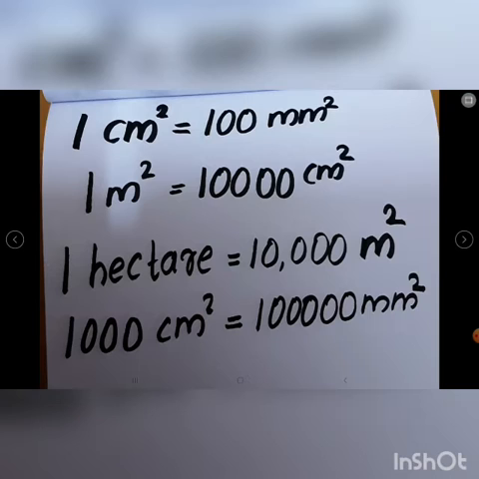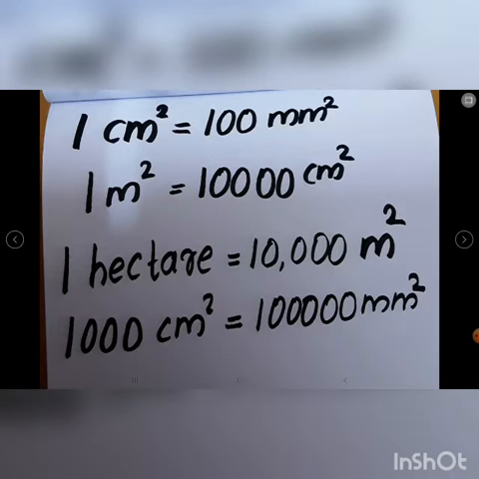What does hectare mean? A square of side 100 meters has an area of 1 hectare. That is, the area of a square whose one side is 100 meters is expressed as a hectare. So 1 hectare is 10,000 meter square. Now 1 centimeter square is 100 millimeter square, and 1 meter square is 10,000 centimeter square. These are the conversions of larger units to smaller units. Now if the conversion is from smaller to larger, that is, meter square to hectare, the same procedure, you will divide. That is, 1 meter square is equal to 1 by 10,000 hectare. So it is in the reverse order. According to what is asked in the question, you have to convert.